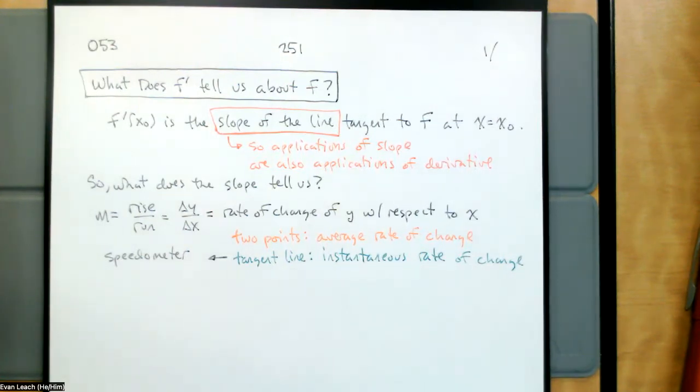So your average rate of change, that's the slope that you dealt with before. That's just going between 2 points and connecting them with a line. Your tangent line is going to be your instantaneous rate of change. So instead of delta y over delta x, we'll write dy over dx because delta y and delta x become infinitely small.